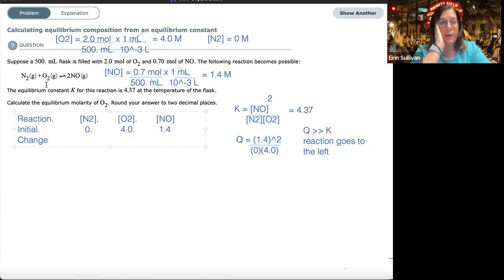You're going to look at the balanced equation and pick one of the reactants or products that has a stoichiometric coefficient of 1. The change in the concentration of that particular reactant or product, you're going to make that your X, and then you can just compare everything else to X.